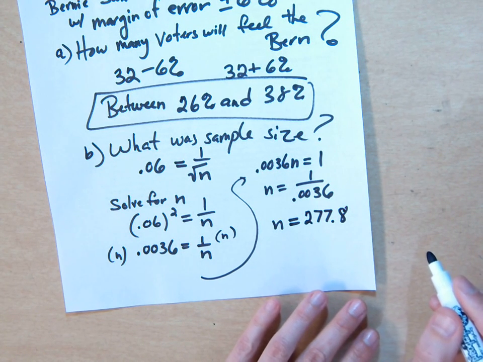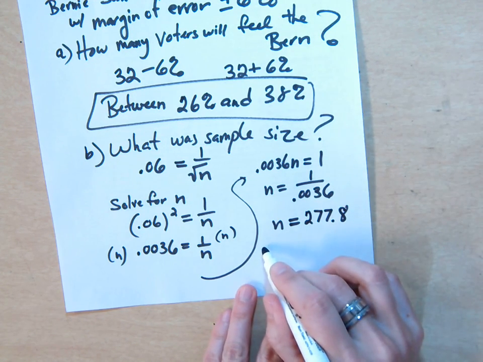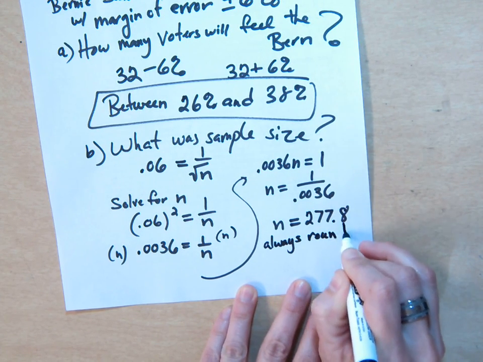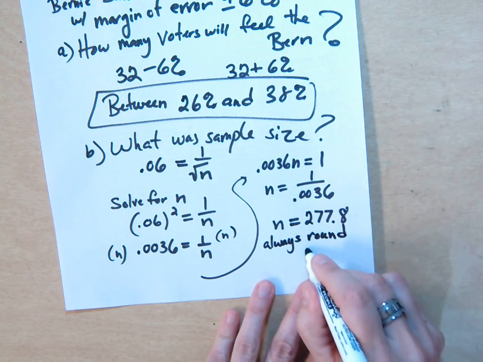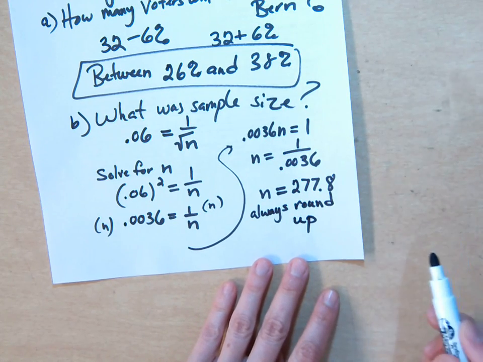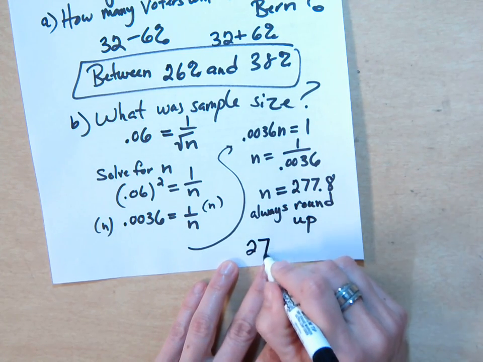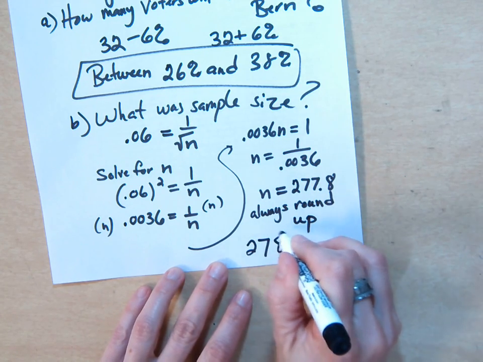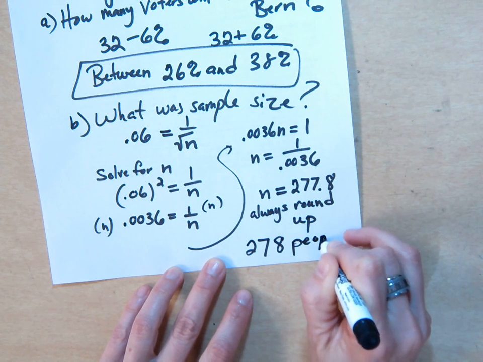No, right? We need integers for people. So do we round? You always round up, okay? Because you want to err on the conservative side, and the larger your sample size, the better your results. So always round up, no matter what. Even if it was 277.1, I'm going to round up. I would prefer sampling more people than less. It'll have a better margin of error. So, 278 people.